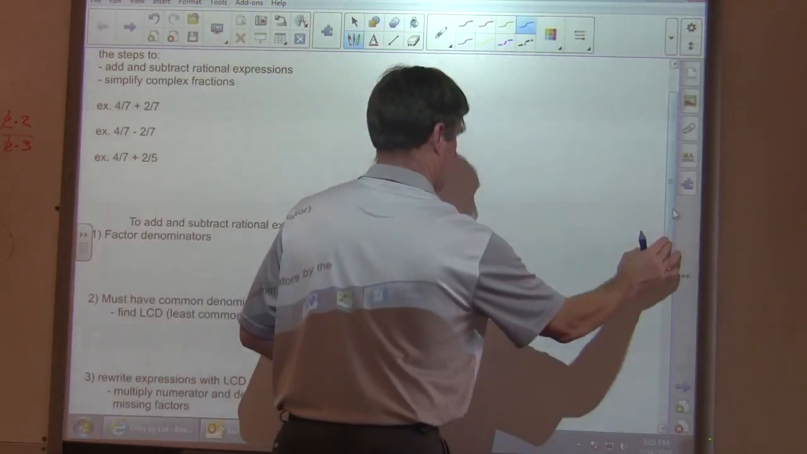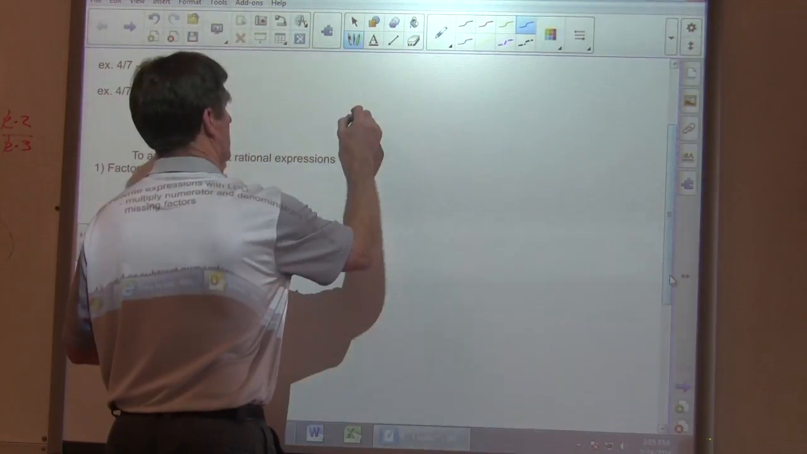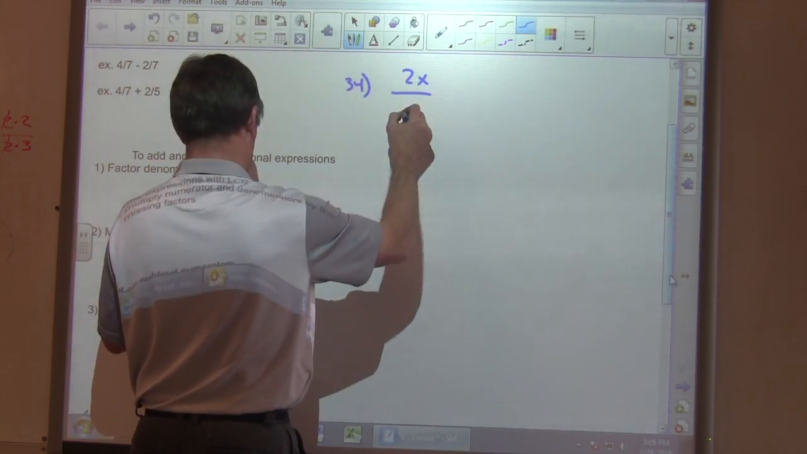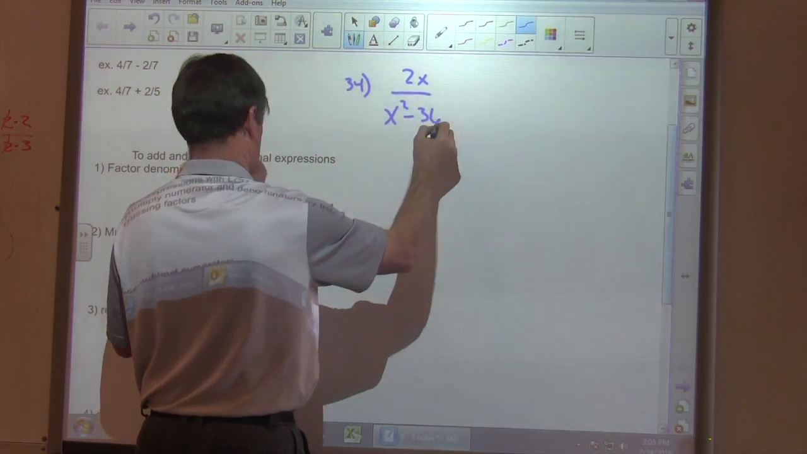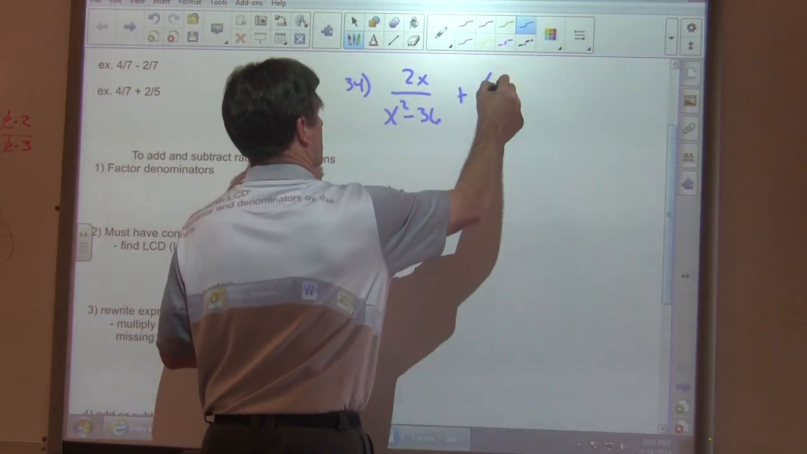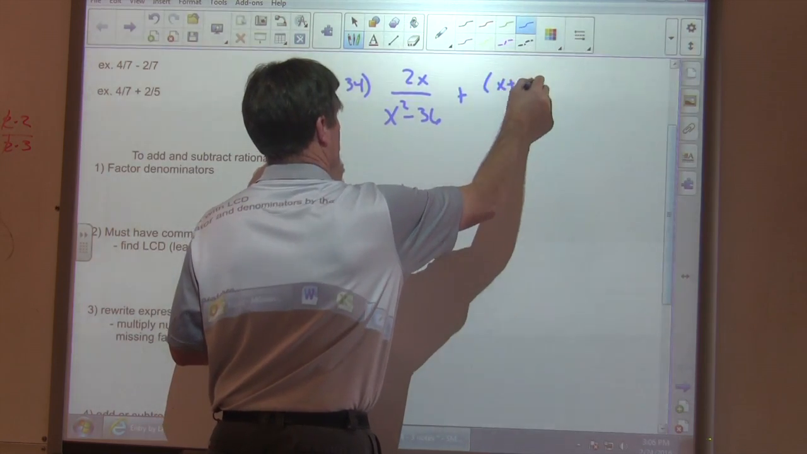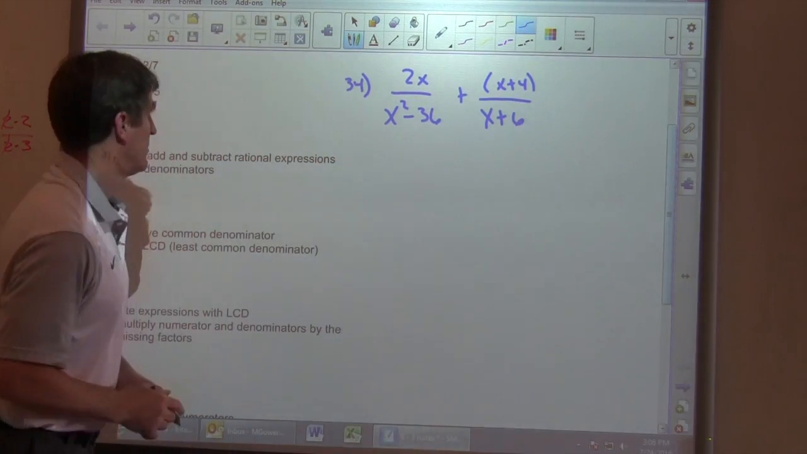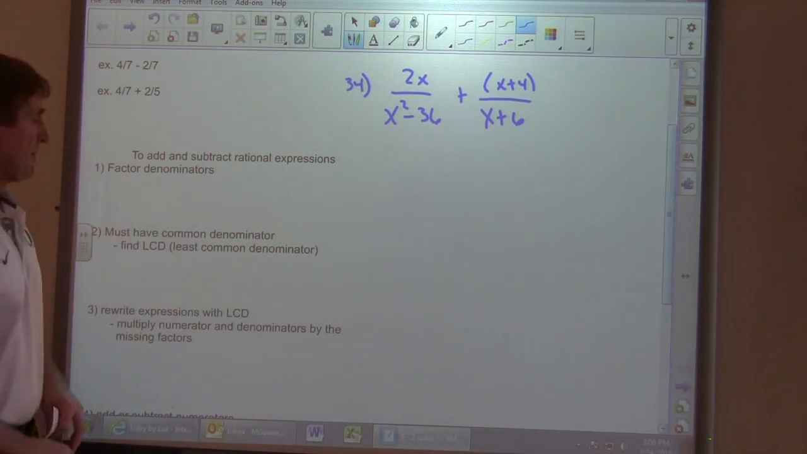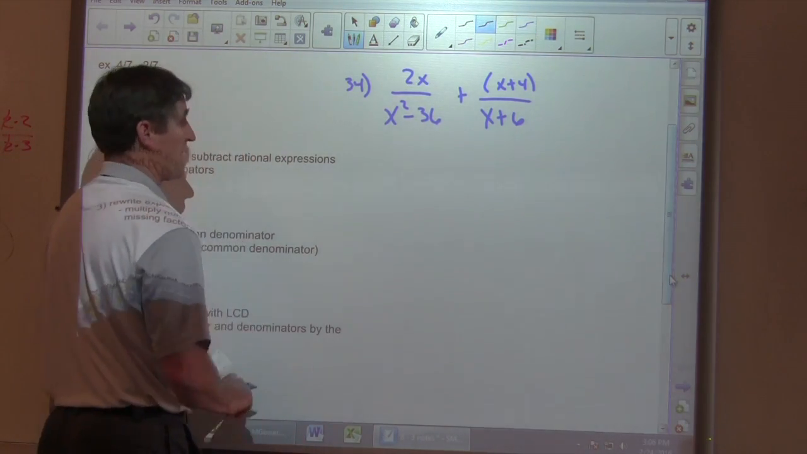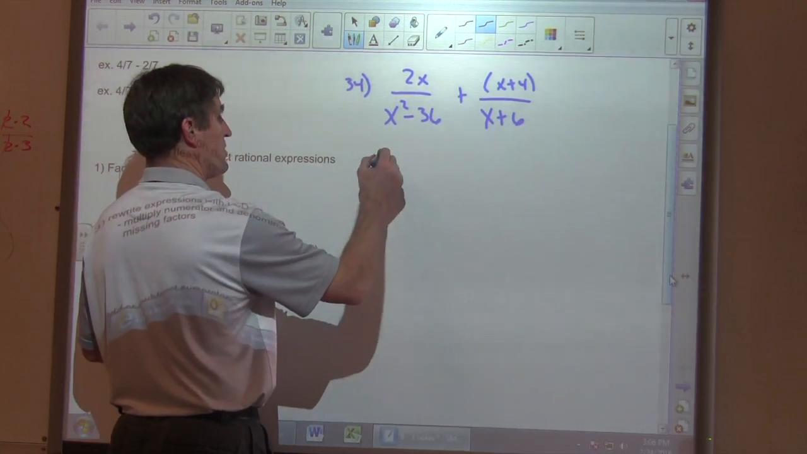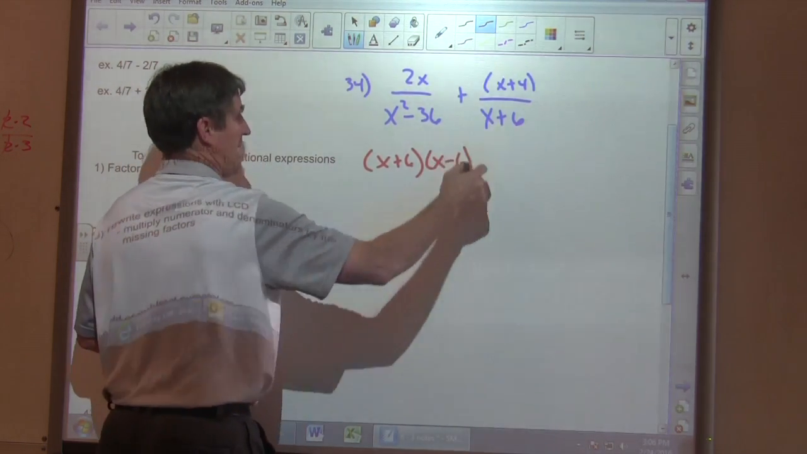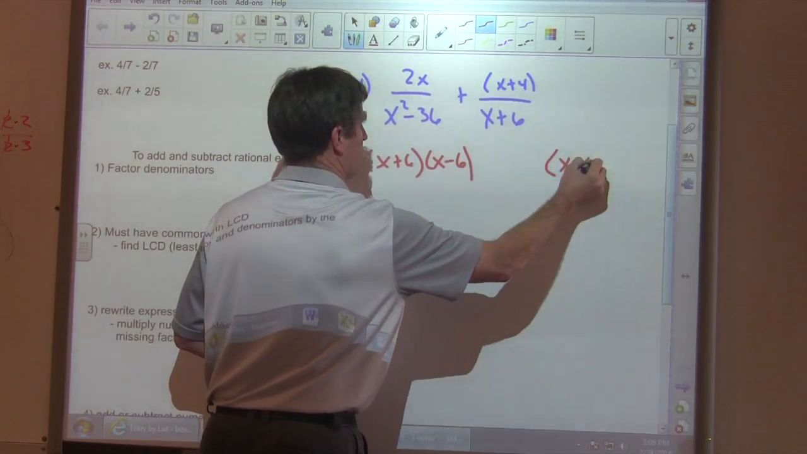Next, let's do 34. Two x over x squared minus 36 plus x plus 4 over x plus 6. All right? So again, we just follow our steps, factor the denominators. It's nice if you can recognize this is a difference of two squares, but you could use the x method, but it factors into x plus 6 and x minus 6. Cannot factor this, so it's x plus 6.